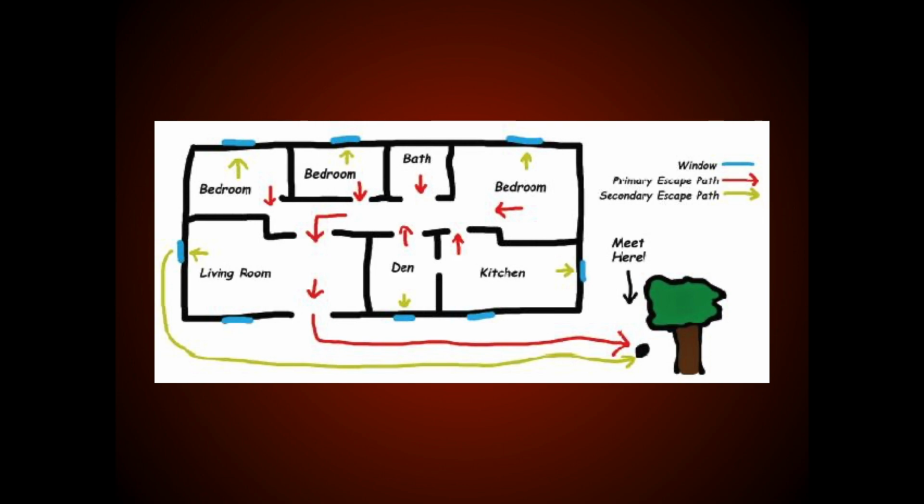Mark doors and windows like is shown in the example. Try to use different color ink if you can. Here you see the doors and windows are marked in blue. If you have a garage attached to your house, you can draw that on there also. The garage might be a good second way out.